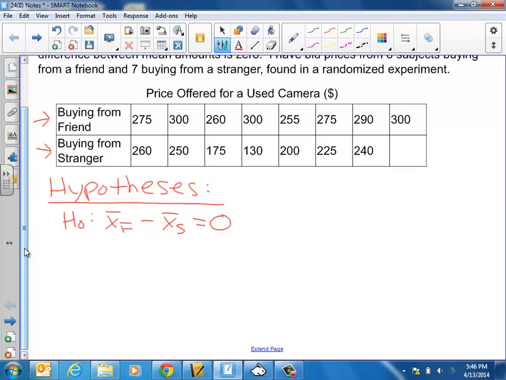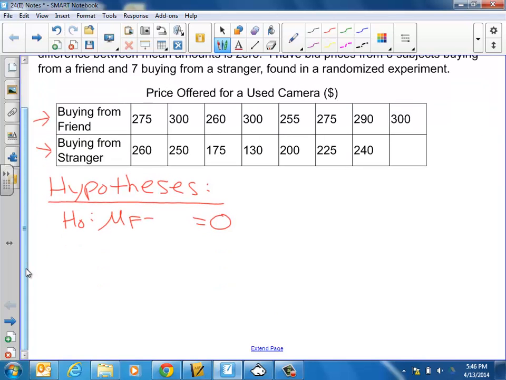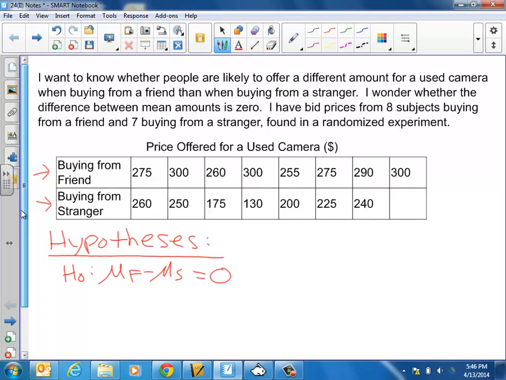Instead of those X bars, because we are making claims about the populations, we want to use μ's. Remember, Greek for population, Latin for sample. So we're going to say mu sub f, the mean price of a used camera being sold to a friend, minus mu sub s, the mean price of a used camera being sold to a stranger, should be equal to 0. That's what we're testing for.